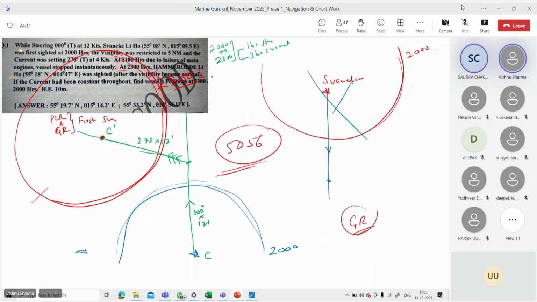Okay. Sir, I solved this one. I took the way you did, no? 1 hour steaming and 3 hours current. So it is the same thing, na? It has come to C dash. That's correct. But I took the nominal range, sir. From Swannick, I took nominal range of 18 miles.